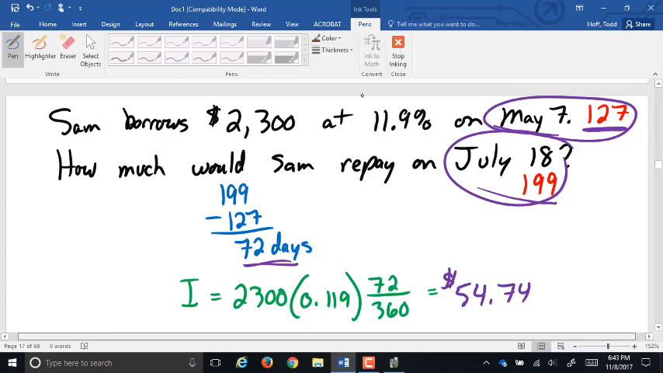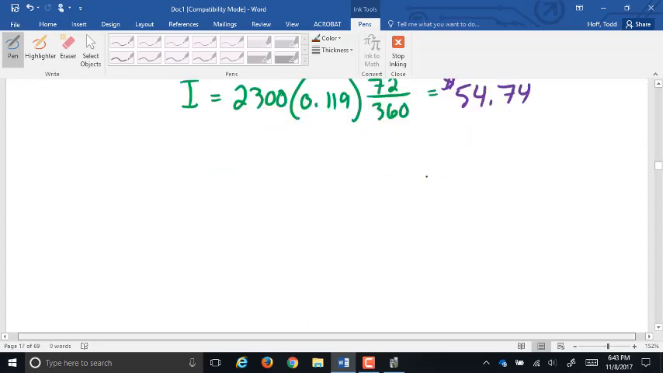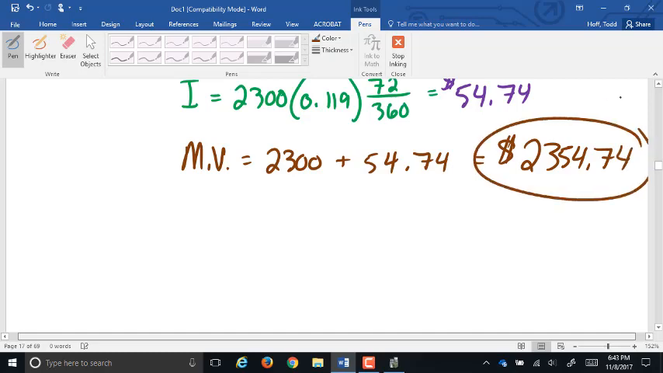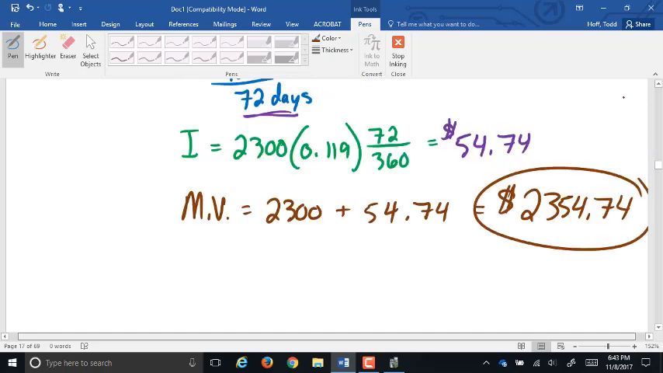Okay, we all done? How much does Sam repay implies we're looking for maturity value. So that's the principal of 2,300 plus the interest. So it's $2,354.74 is the amount that is repaid.